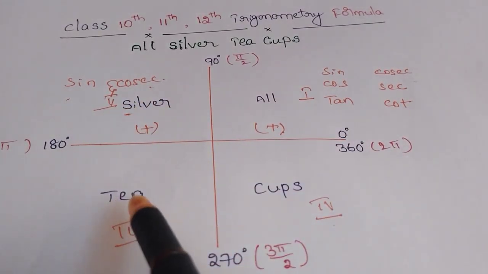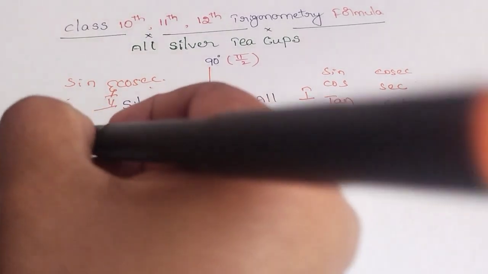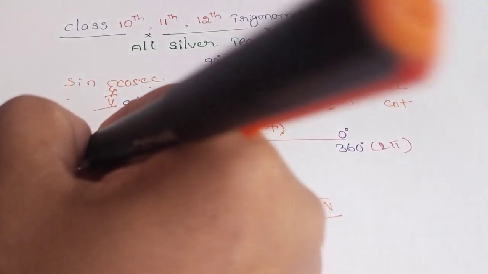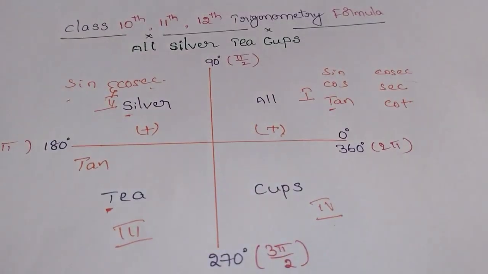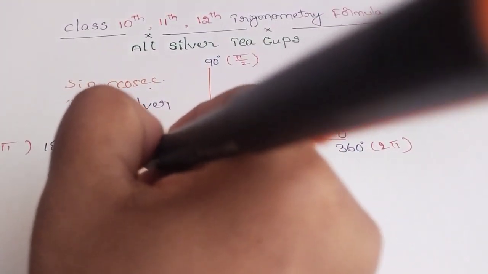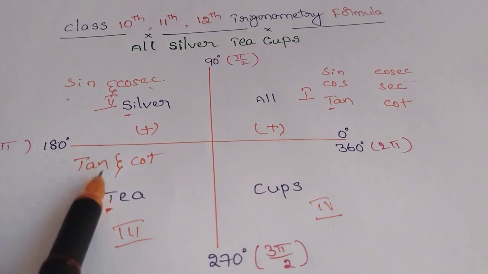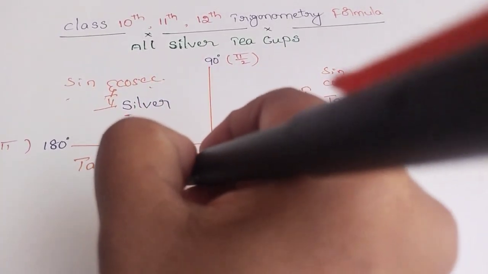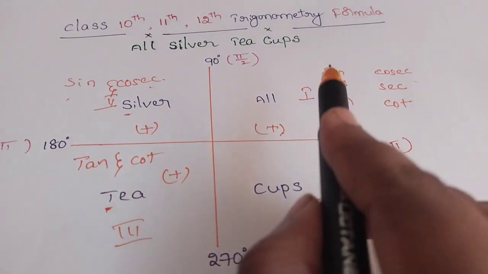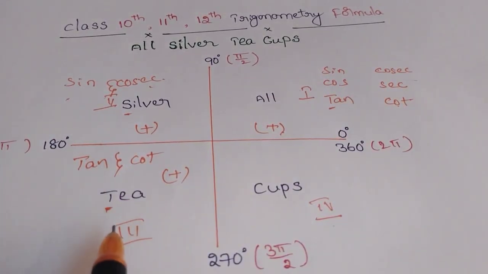Next, go for third quadrant. Select the first letter T. What is the first letter T? Tan. So I will write tan. Tan's opposite is cot. So this is the house for tan and cot. These two are positive. The remaining are negative. What are the remaining? Sine, cosecant, cos, secant are negative in the third quadrant.